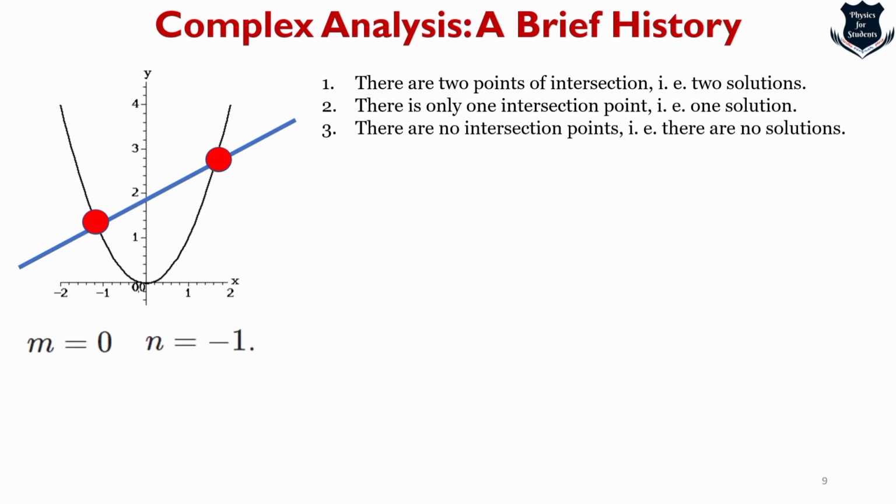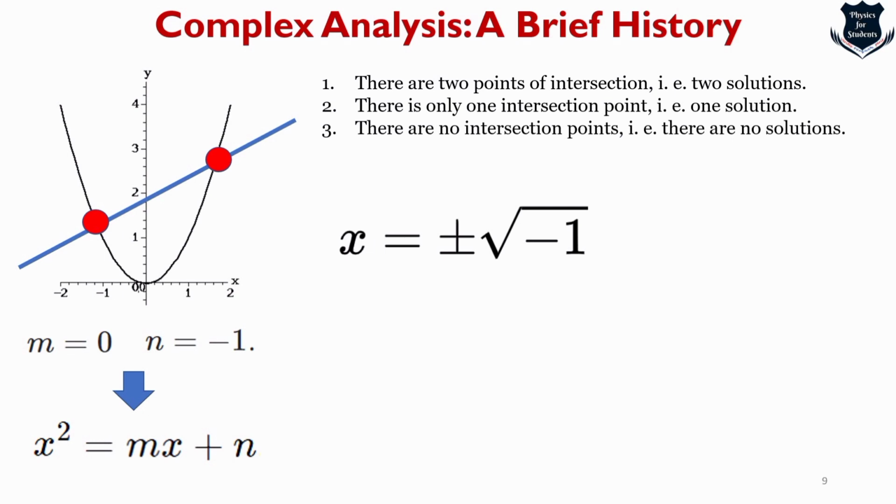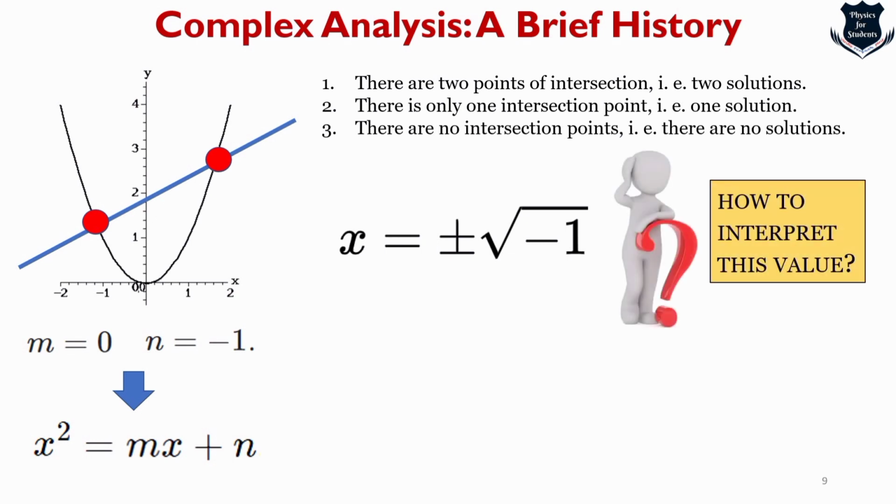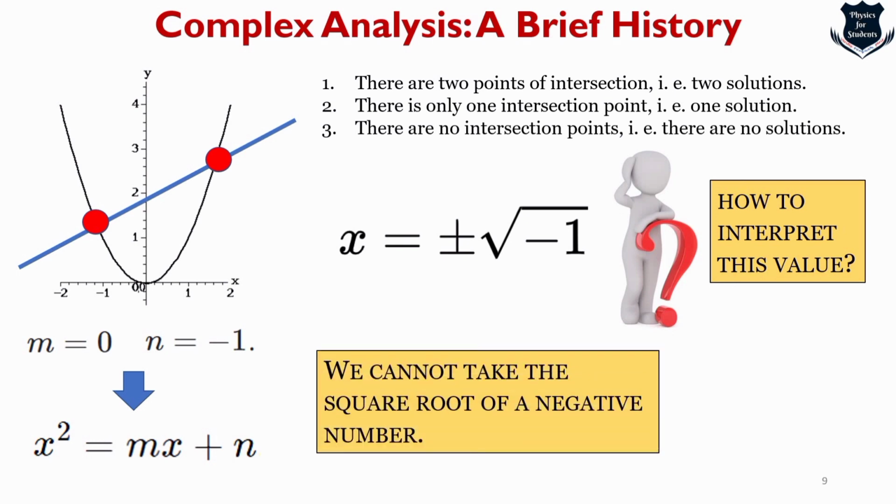What is particularly important is that if we go back to the equation x squared equals mx plus n, and take the values m equals 0 and n equals minus 1, then putting in these values, we get x equal to plus or minus the square root of minus 1. Now, this was something new to the mathematicians of that time. It was a problem, a point of confusion. And that is why we ask how we can interpret this value.